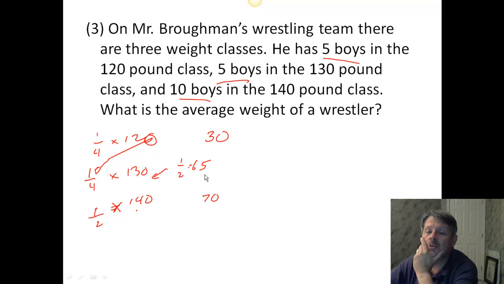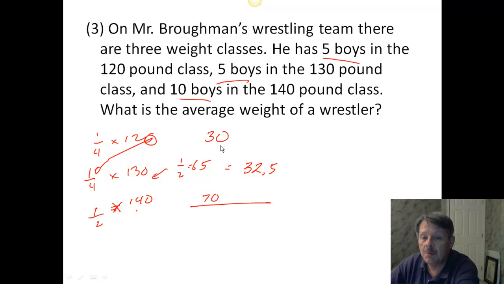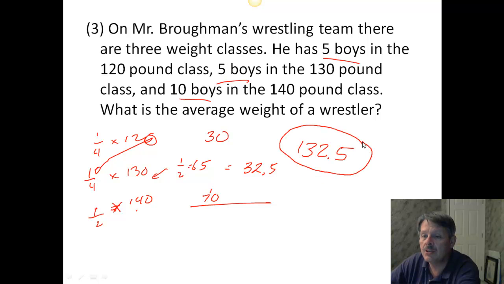Right? So what's half of 65? Well, let's see. That would be 32.5, right? So if I take these numbers and add them up together, 30 plus 70 is 100. So this is going to be 132.5 is my average weight of a wrestler. Does that make sense? And it sure does. It's right between 130 and 140, which is what we expected.